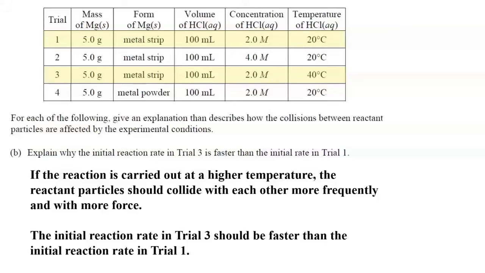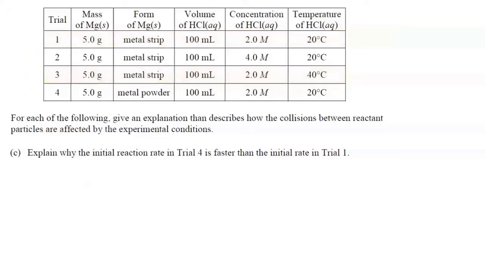So a greater number of collisions, so more frequent collisions, and with more force because of the higher kinetic energy of the particles. Now let's take a look at surface area in part C. Explain why the initial reaction rate in trial 4 is faster than the initial rate in trial 1.